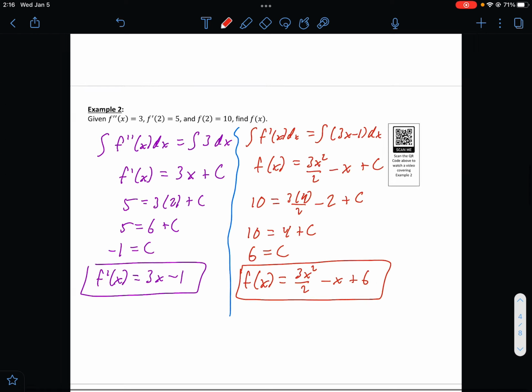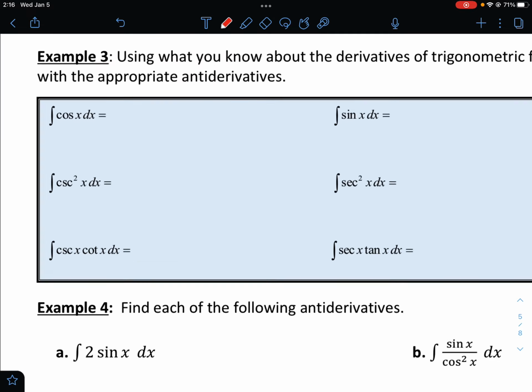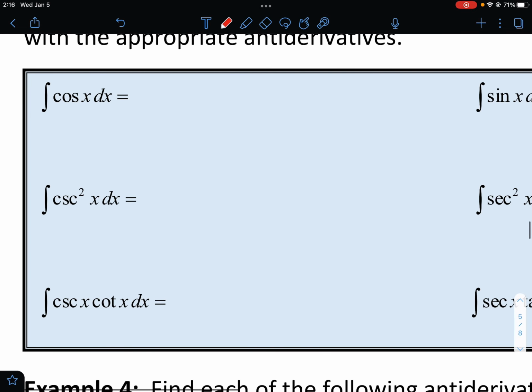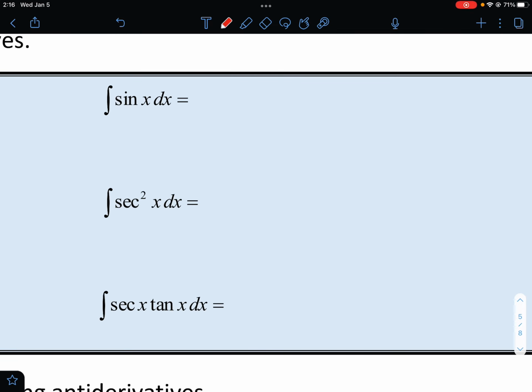Let's look at a couple other rules as well here. How about the integration of some trig functions that we know the derivatives of? Well, to do this first one, you want to think, what function has a derivative that's cosine? So the antiderivative of cosine would be sine. What function has a derivative that is sine? Be careful there, it's not just cosine, it's the opposite of cosine.